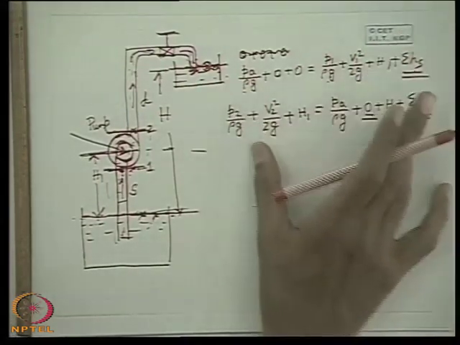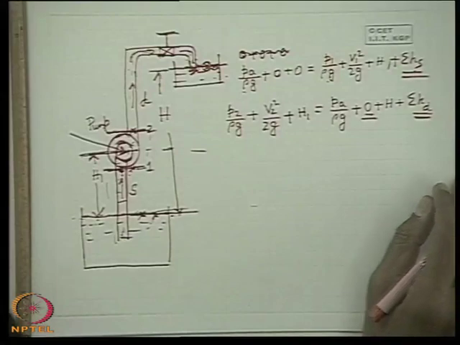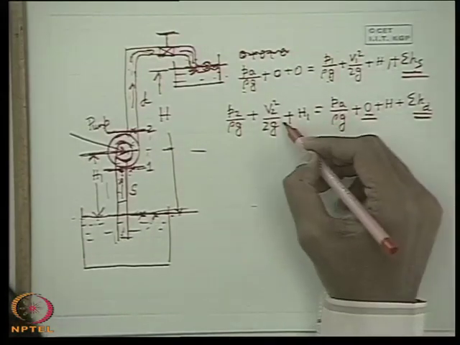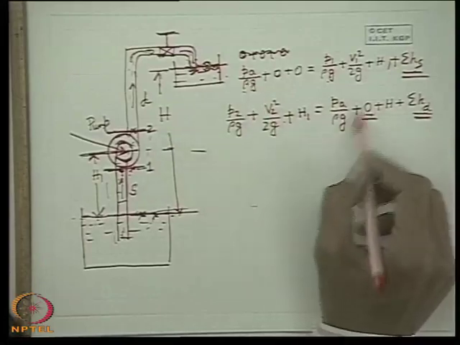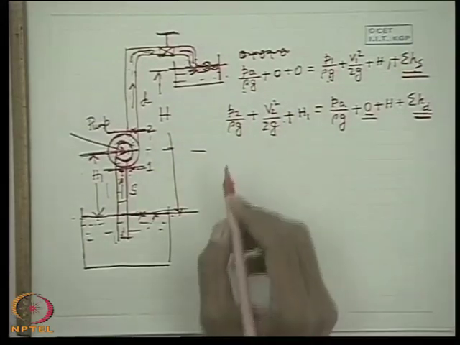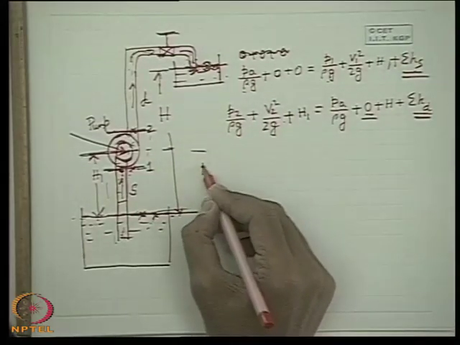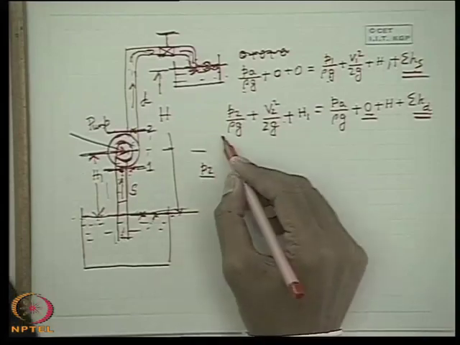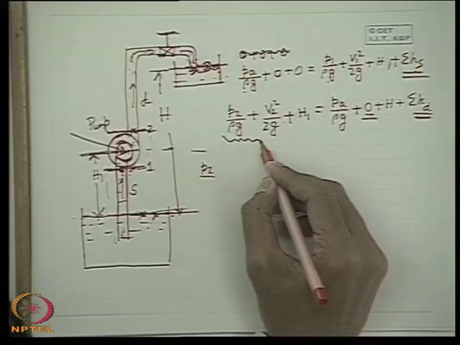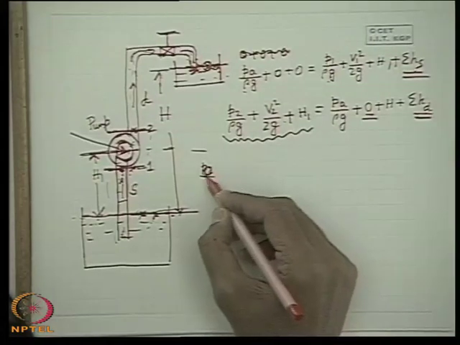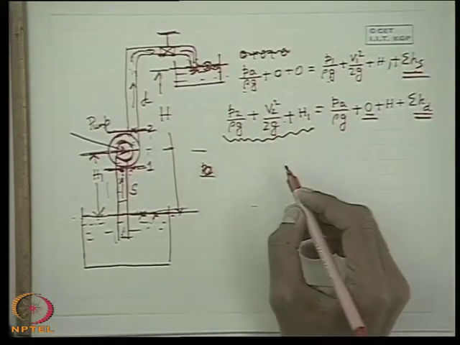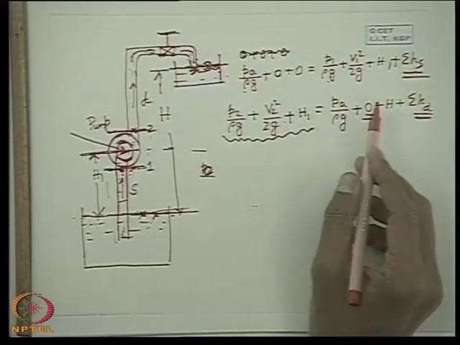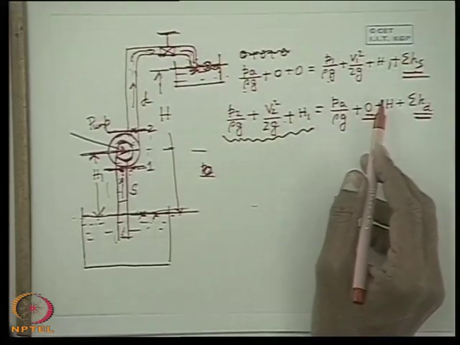So now these two things show us one thing: if we subtract one from the other or make PA by rho g equal, what do we get? We get P2 by rho. Now if I define P2 by rho g plus V2 square by 2g plus H1, which we have already defined as H, no?